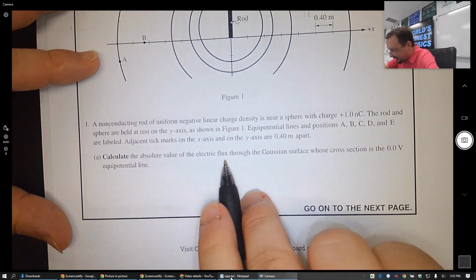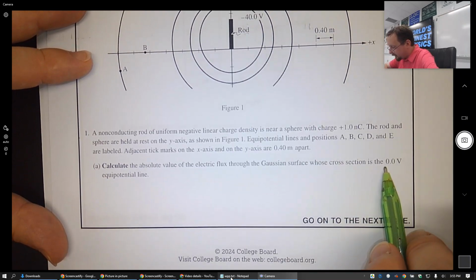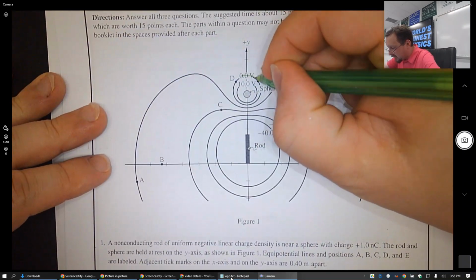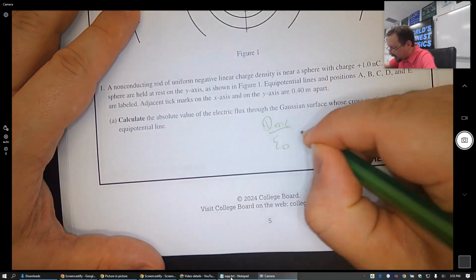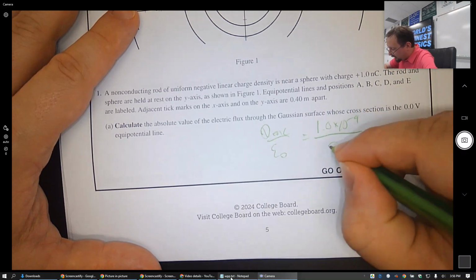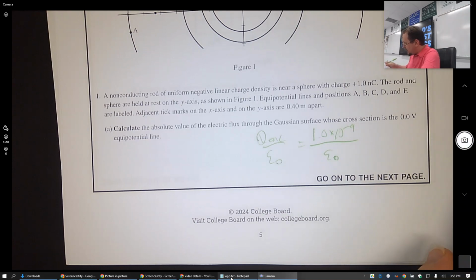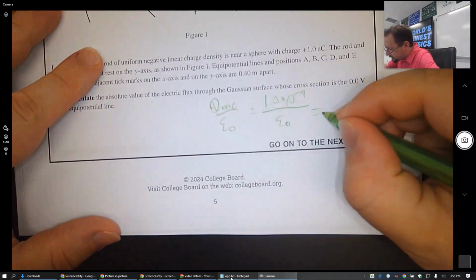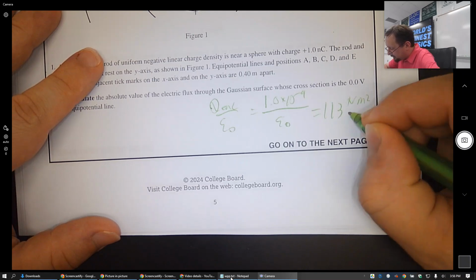Calculate the absolute value of the electric flux through the Gaussian surface. Oh, it's this again, okay? Whose cross-section is the 0. Okay, so once again, it's just going to be Q enclosed over epsilon naught. The Q is 1 times 10 to the negative 9 over epsilon naught, so basically it's going to be half of what I got before, and half of what I got before would be 113. Okay, so 113 Newton meters squared per Coulomb.